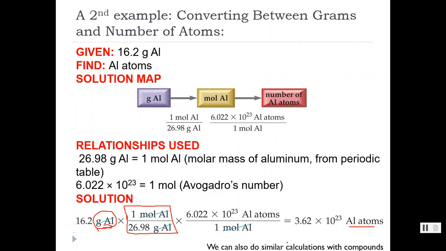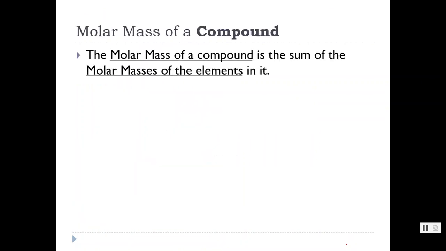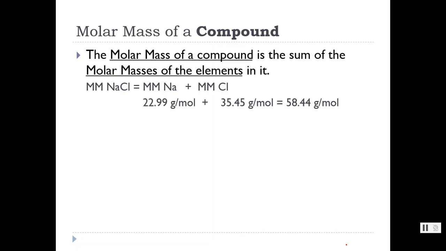We can do the same kind of calculations, but with compounds. The only thing we need to do a little differently is that instead of using the molar mass for the element, we need to use the molar mass for the compound. And so to find the molar mass of the compound, you just sum up the atomic masses of the elements that make up that compound, and then the unit on that molar mass is grams per mole.